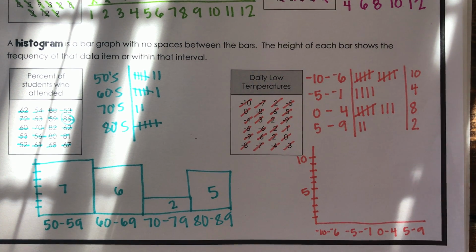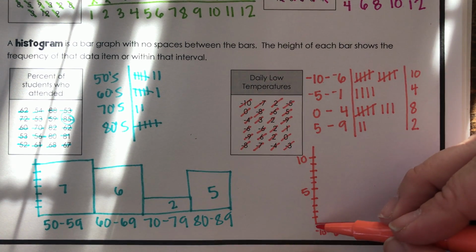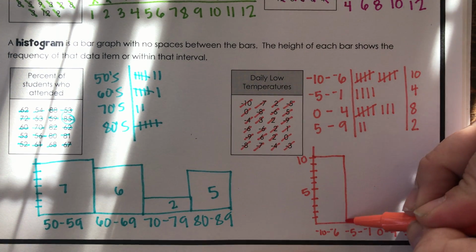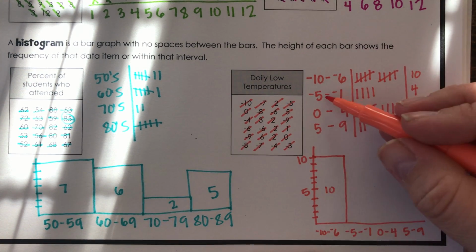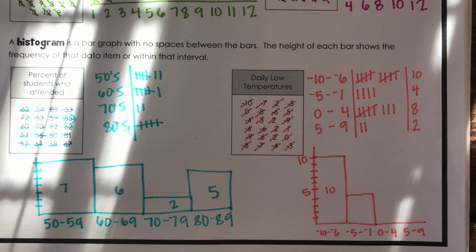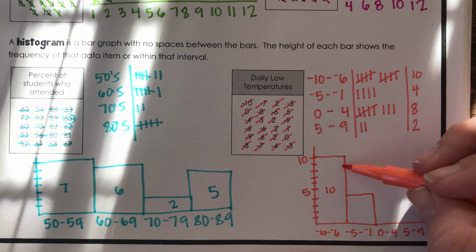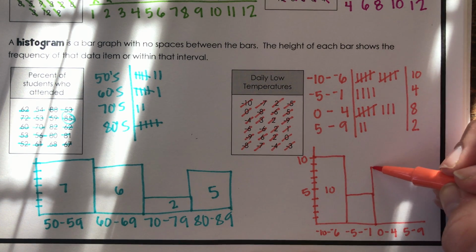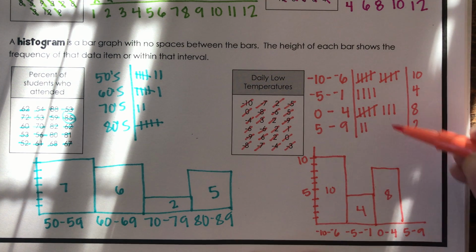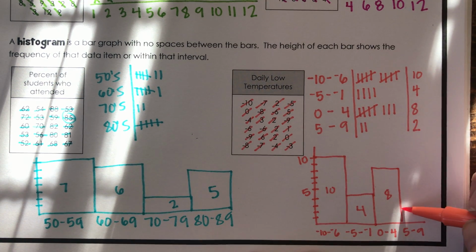So in the negative 10 to negative 6 category, we had 10 numbers. In the negative 5 to negative 1 category, we had 4 numbers. In the 0 to 4 category, we had 8 numbers. And then in the 5 to 9 category, we had 2.